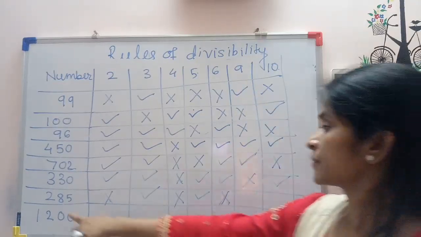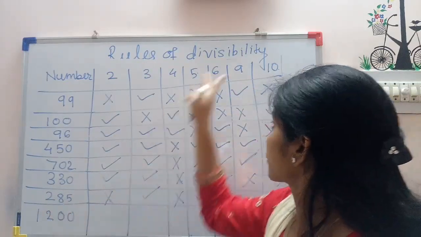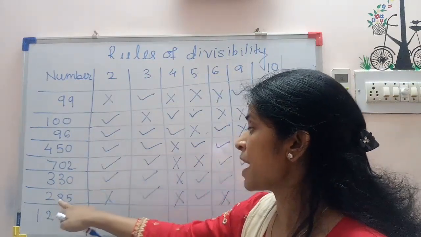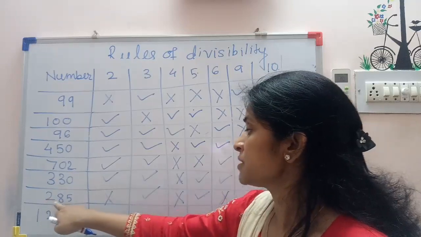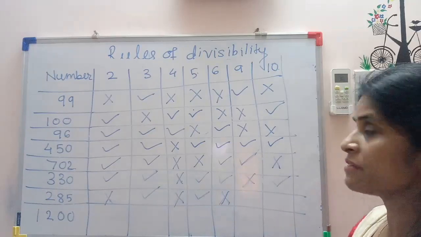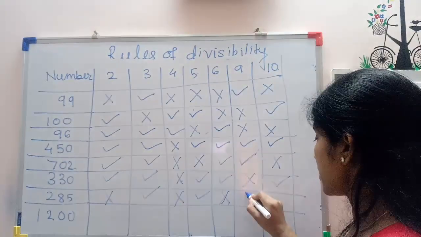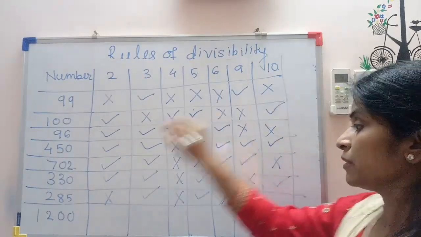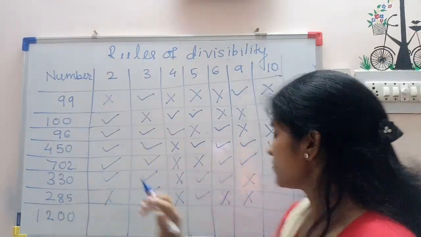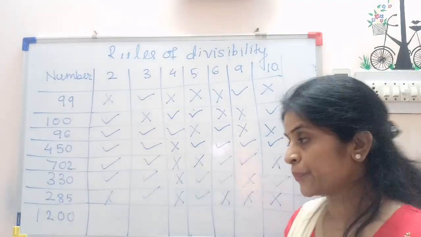Now, next, whether the given number is divisible by 9. For that, we have to add all the digits. 2 plus 8 is 10 plus 5 is 15. 15 is not divisible by 9. So, 285 is not divisible by 9. Now, this number 285 is not divisible by 10 because it does not end in 0.